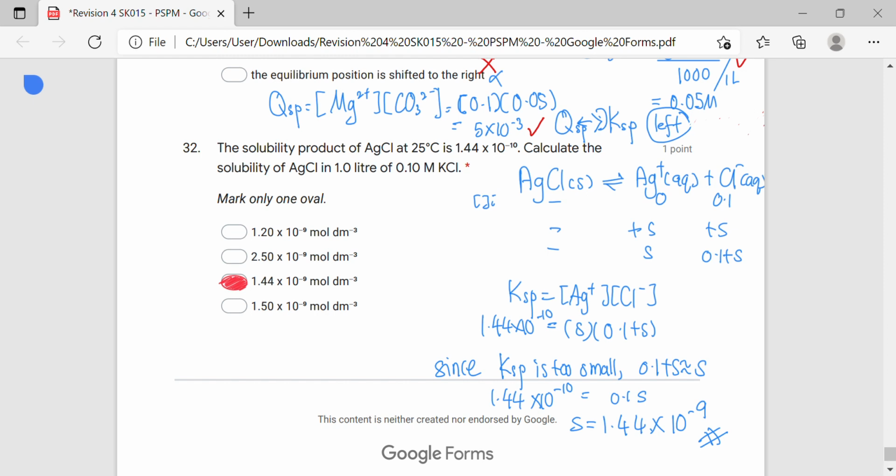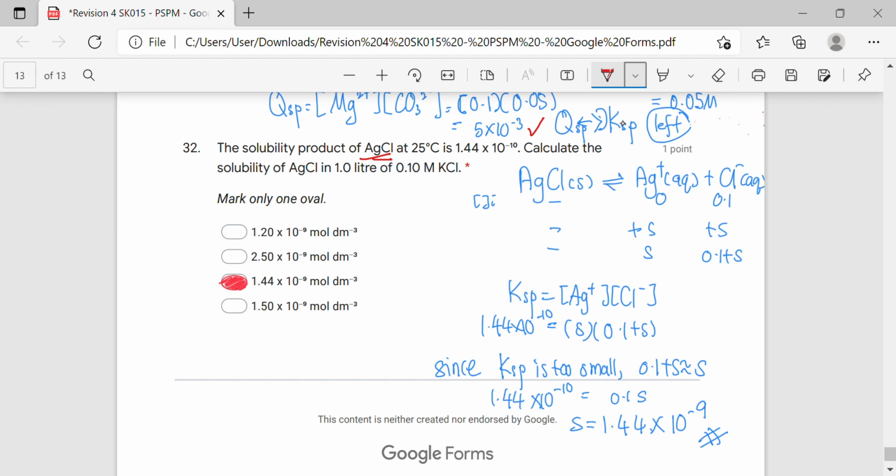So, ini common ion. So, solubility product of AgCl. Jadi, kita buat equation untuk AgCl. So, 0.1 untuk okay, so Cl 0.1. Okay, kita masukkan KCl tadi. So 0.1 plus S. Okay, sebab sini S. So kita masukkan Cl 0.1. So 0.1 plus S. So kita boleh assume sini since KSP is very small, 0.1 plus S equal to 0.1.